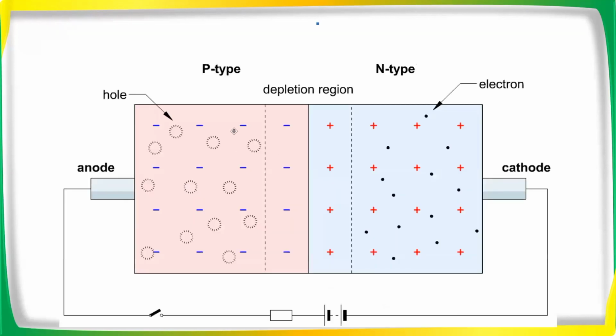Now, here we have the P-type. Here we had holes as majority charge carriers. You can see the holes are many. Here we had electrons as majority charge carriers. You have connected the P-type to the positive, that is the anode. You have connected the N-type to the negative, which is the cathode.